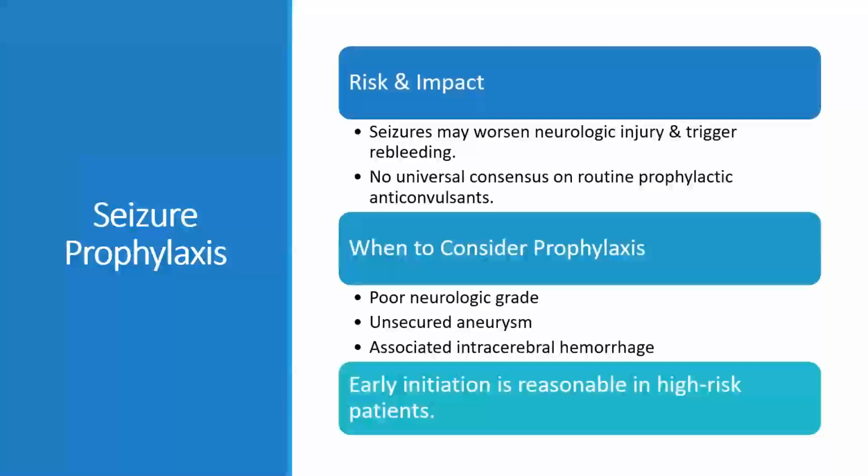Seizure prophylaxis. Seizures may worsen neurological injury and trigger rebleeding, but there is no universal consensus on routine prophylactic anticonvulsants. When can we consider prophylaxis? If the patient has a poor neurological grade, an unsecured aneurysm, or associated intracerebral hemorrhage. Early initiation is reasonable only in high-risk patients.